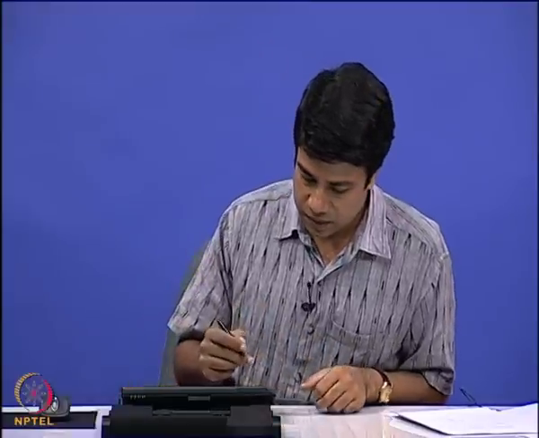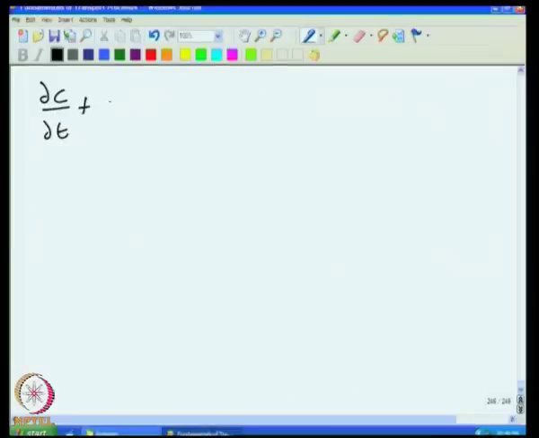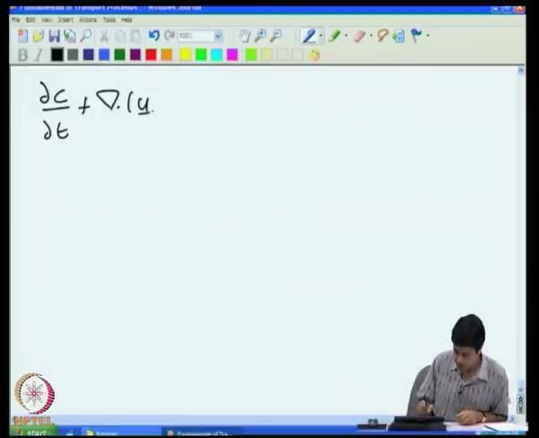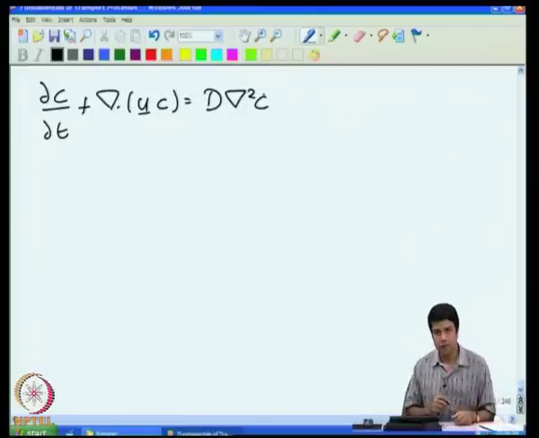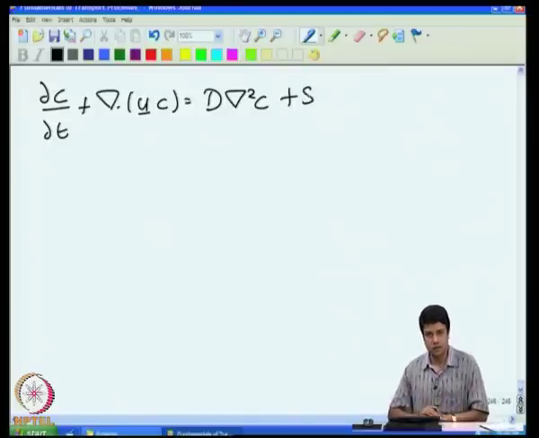So, welcome to lecture number 36 of our discussion of fundamentals of transport processes. In the last few lectures, we first derived the convection diffusion equation in different coordinate systems. That equation had the general form dc by dt plus del dot uc is equal to D del square c plus any sources or sinks that are present within the flow.